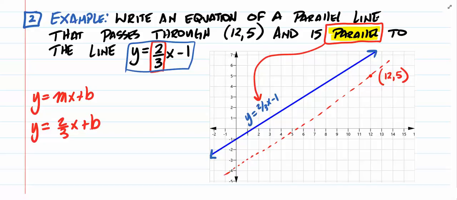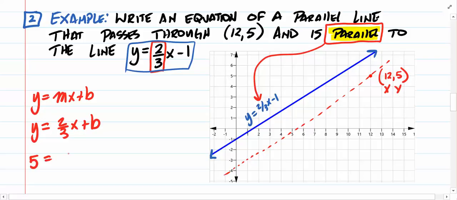So I need to solve for b. The way that I solve for b is I use the point given. Here's x and here's y, and I substitute in. So I say 5 is equal to 2 thirds x plus b. So, I substituted in an x for that. The x value would be 12.